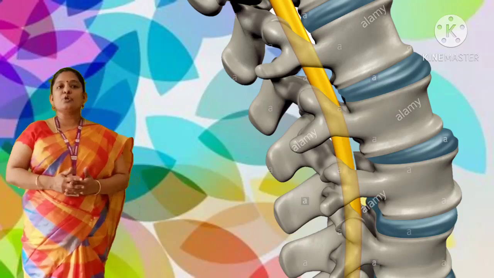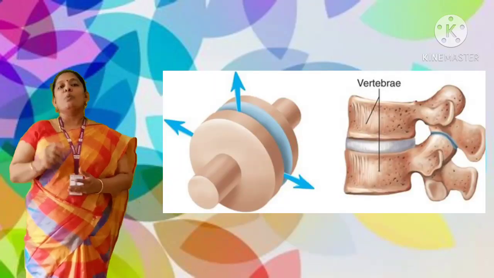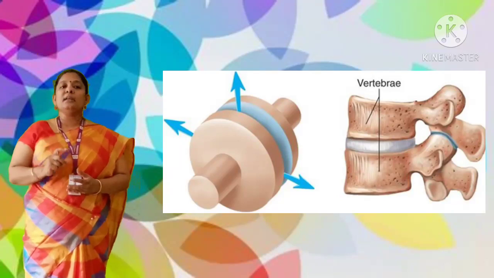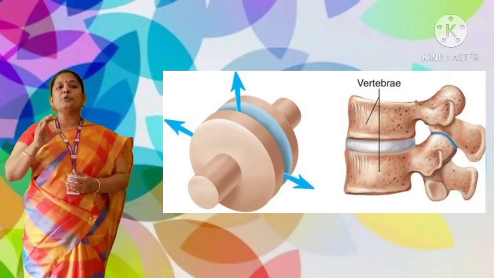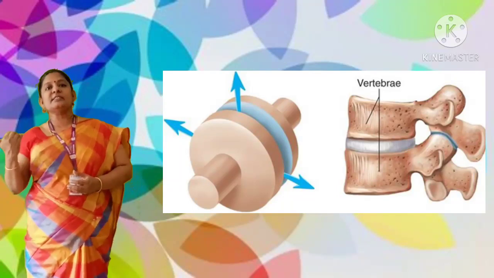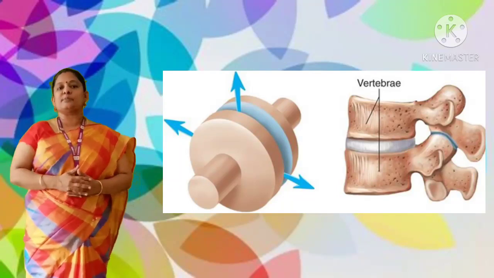Vertebrae are joined by gliding joints. What is the type of joint present between the vertebrae? Gliding joints, which allow the body to be bent back. We can bend back, even front, even sides also, right and left, both the sides.